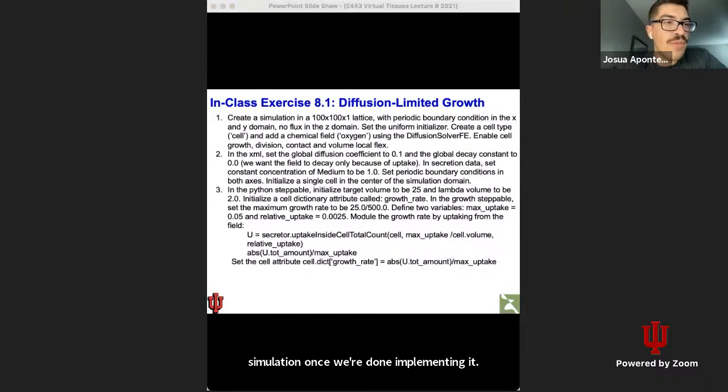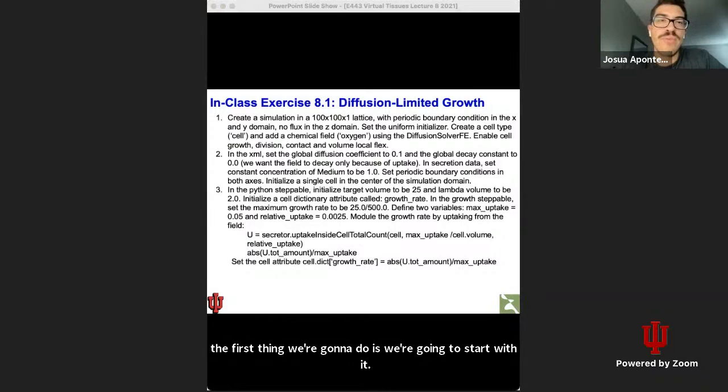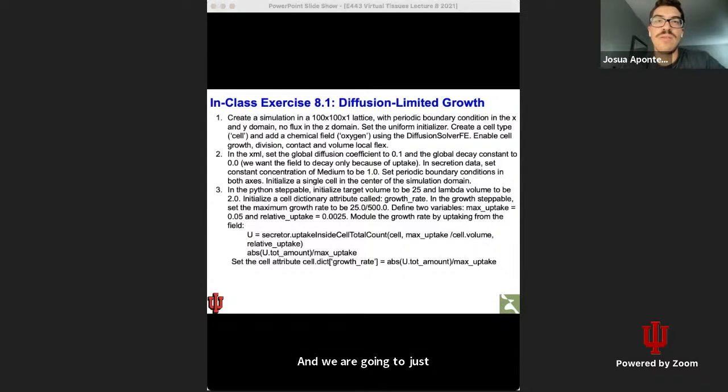So the first thing we're going to do is start to edit. Just give me one second. We're going to create a simulation with a 100 by 100 lattice. Let's call it growth.